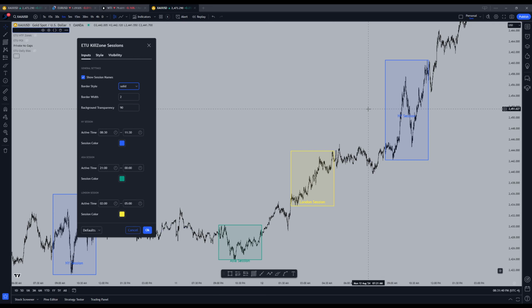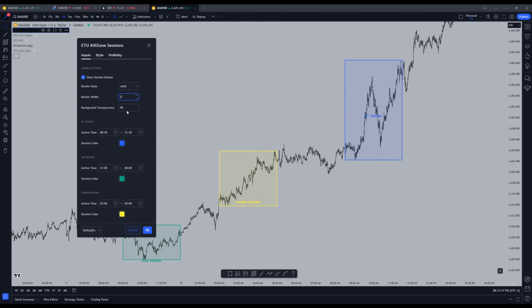I just have and keep mine as solid. Border width changes the width of the border, right? Now, if you go in the negatives, it'll start going the other way and actually expand out, which you don't want. So just keep this at anything above 1. Okay, so 1 or 2. I think I had mine preset at 2.